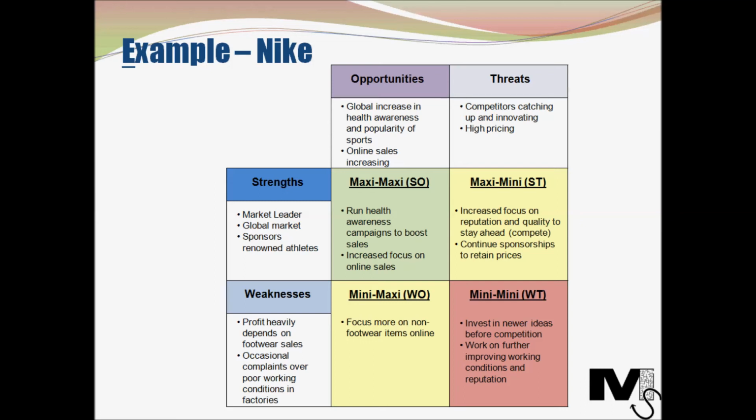Now, what would be some of the maxi-mini strategies, which are the combination of strengths and threats? So an increased focus on reputation and quality to stay ahead of the competition. So they're going to try and increase their focus on their brand reputation and their quality, and therefore retain the higher price bracket, continue to be in that higher price bracket. They can also continue sponsoring leading athletes, and also make sense of that high price level that they're at for customers.